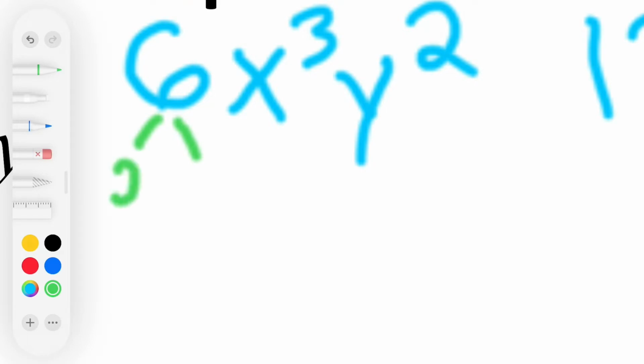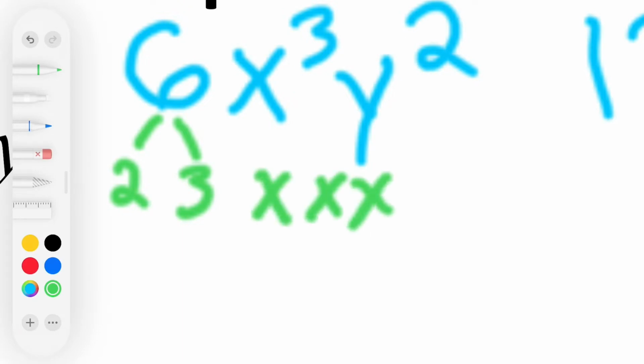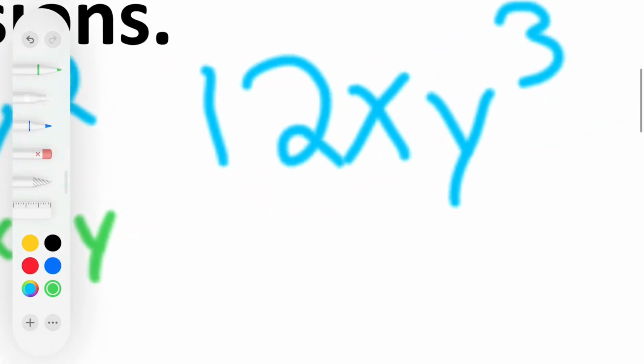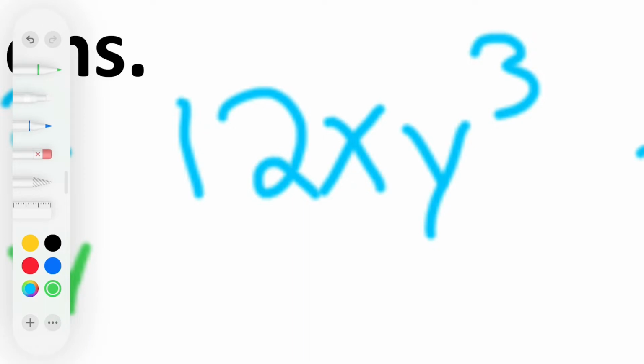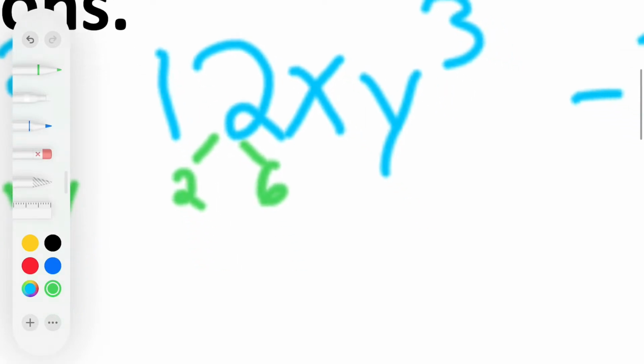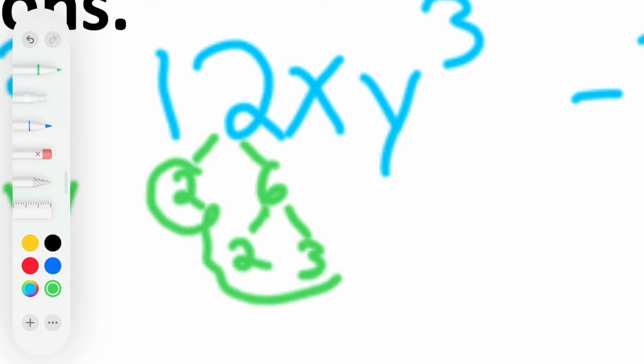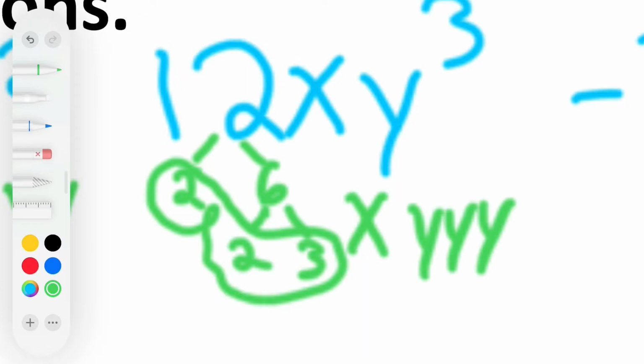So our 6, we can separate that out as 2 and 3. Our x to the third can separate out as x times x times x. And our y squared can separate out to y times y. Now our 12x times y to the third, we can separate out as 2 and 6. And our 6 can separate out as 2 and 3. So those would be our prime numbers. Then we have x, can't expand that any. And then y to the third, y times y times y.